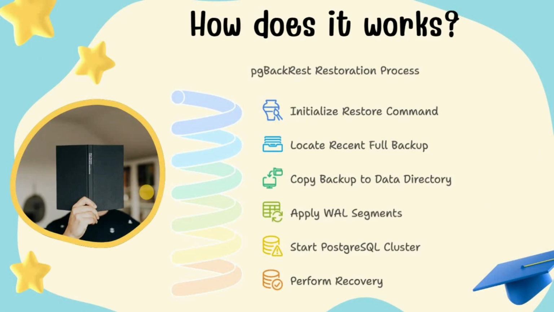How does it work? When we initiate the pgBackRest restoration, pgBackRest locates the most recent full backup in the repository, which means the repo we have configured in our pgBackRest configuration. Over there it will verify the latest full backup. Then it copies the entire content of the selected full backup to the target PostgreSQL data directory. The full backup is self-contained and does not depend on any other files for consistency.